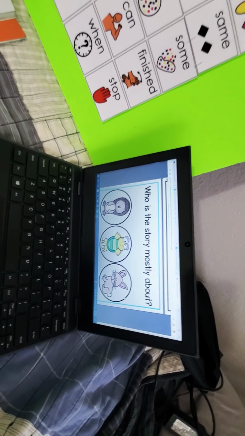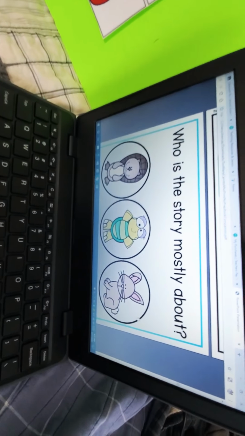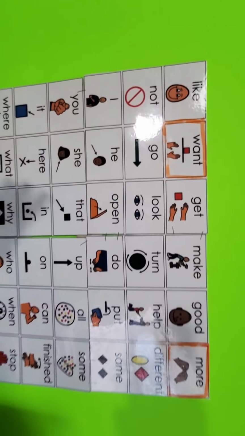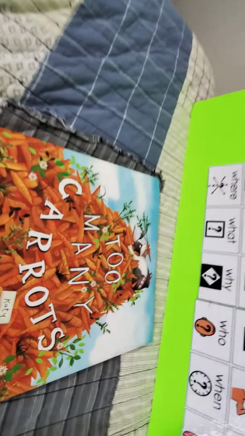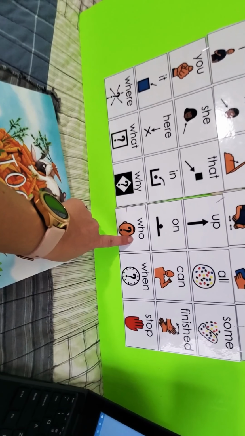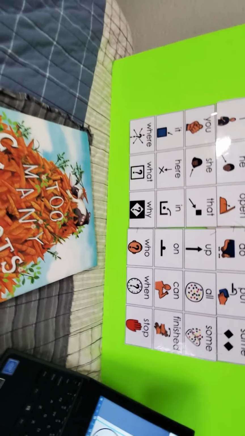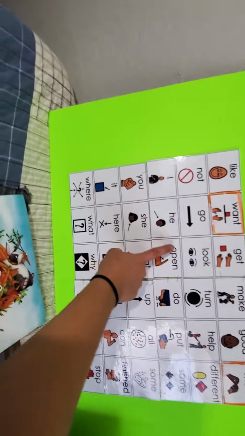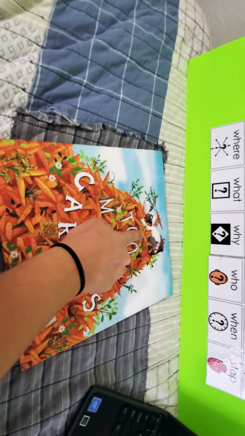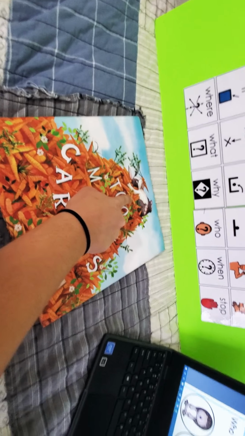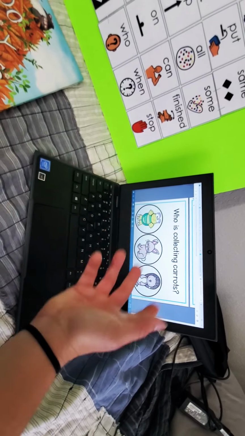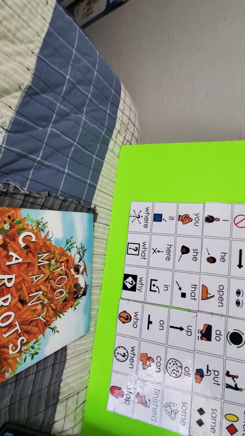And if they are still having trouble, oh, they don't know who the story is about. Okay, well, let's look back at our book. Let's look at the first page. Do you see any clues as to who the story might be about? Is it about a person or an animal? Oh, okay, it's about an animal. What animal do you see? Oh, you see a rabbit, that's right. So let's see, do we think the story is about a rabbit? Of course. So just kind of giving them those clues.